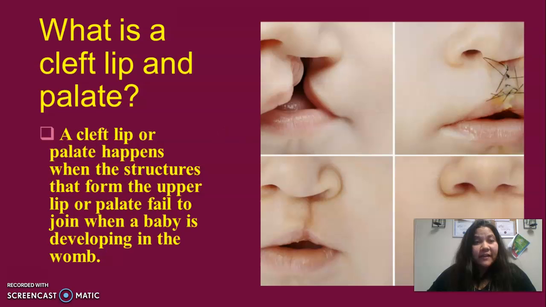What is a cleft lip and palate? A cleft lip or palate happens when the structures that form the upper lip or palate fail to join when a baby is developing in the womb.